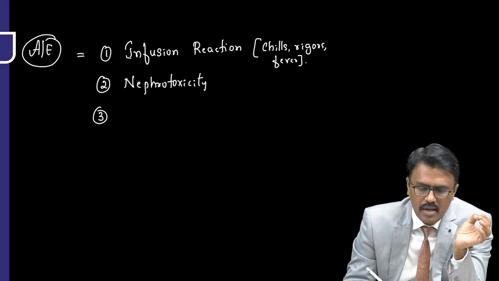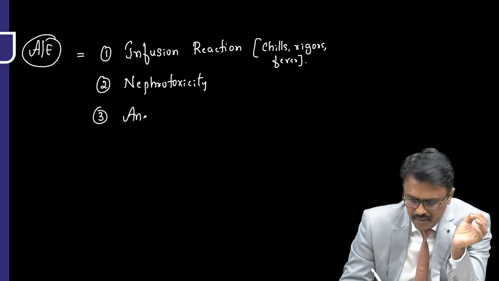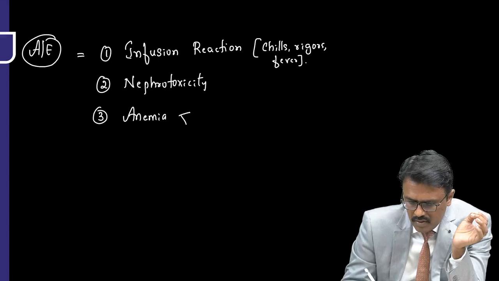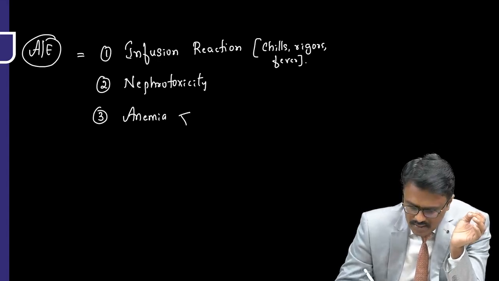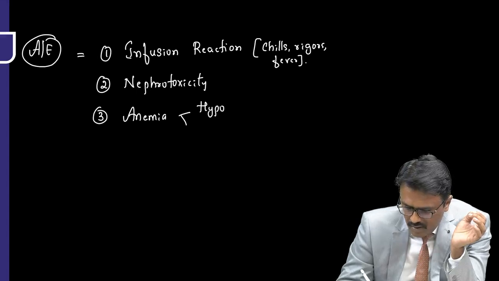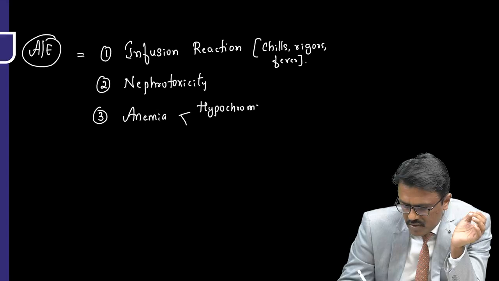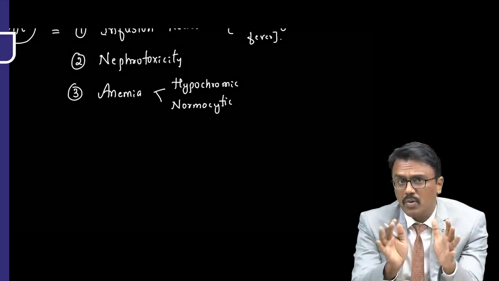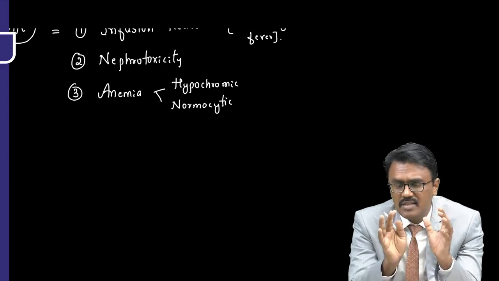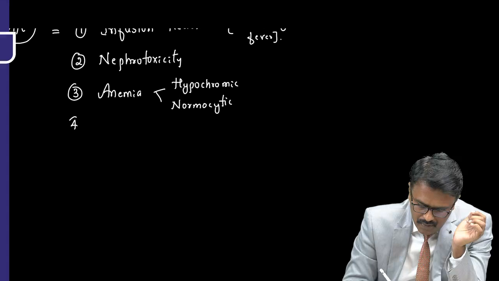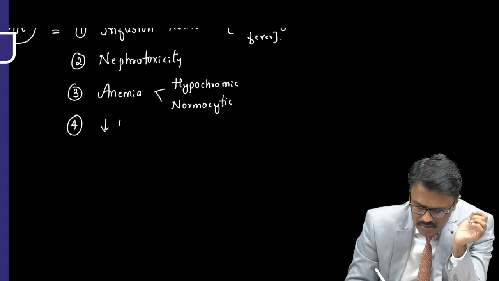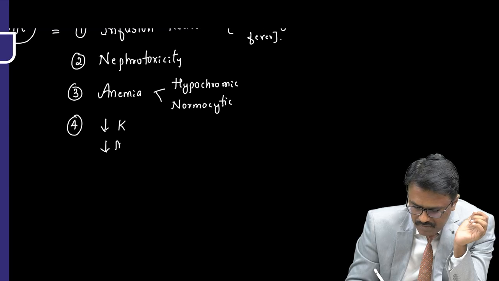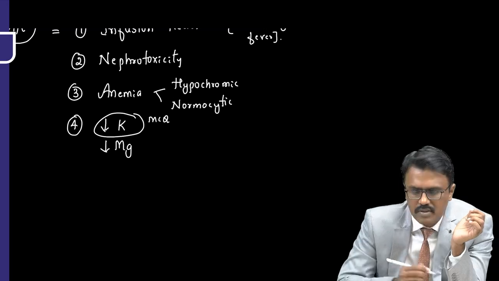Number three, it can cause anemia. The anemia that is seen is called hypochromic, but it is normocytic anemia. So the anemia we see with amphotericin B is hypochromic but normocytic, cell size is normal. But the most important thing is it decreases two important ions, potassium and magnesium. Repeatedly asked in your exam, amphotericin B is known to cause hypokalemia.